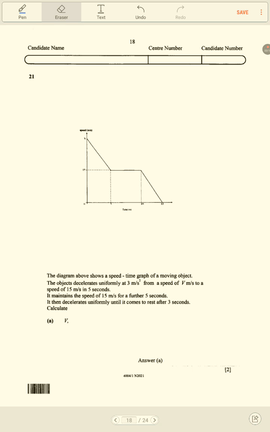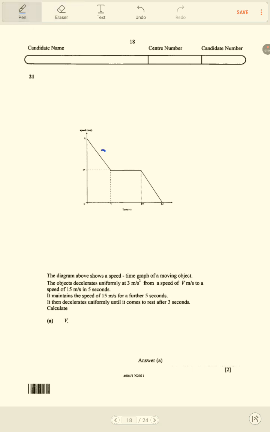It's under VT graphs. The question reads, the diagram above shows a speed time graph of a moving object. The object decelerates uniformly at 3 meters per second squared from a speed of v meters per second to a speed of 15 meters per second in 5 seconds. It maintains the speed of 15 meters per second for a further 5 seconds. It then decelerates uniformly until it comes to rest after 3 seconds. Calculate v. So the formula for calculating this is, so the deceleration here, they said it's 3.